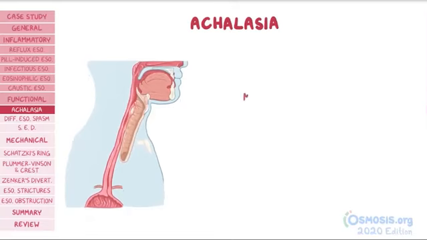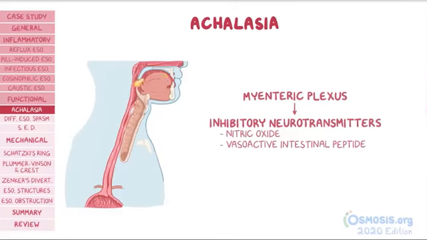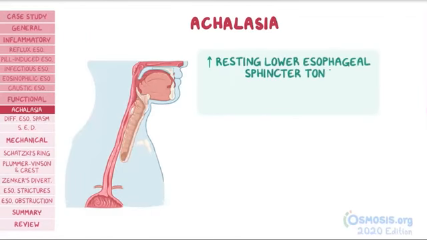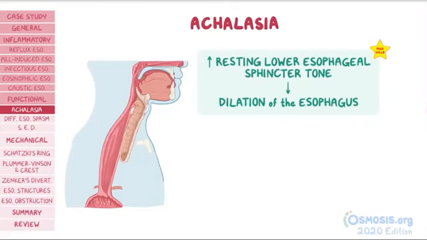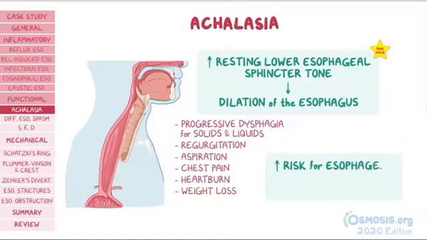So normally the neurons in the mesenteric plexus release inhibitory neurotransmitters, like nitric oxide and vasoactive intestinal peptide, which relax the lower esophageal sphincter. Eventually, the lack of inhibitory neurotransmitters leads to an increased resting lower esophageal sphincter tone, and this obstruction leads to dilatation of the esophagus. These individuals present with progressive dysphagia for both solids and liquids, regurgitation of undigested food, aspiration, chest pain, heartburn, and weight loss. In addition, they have an increased risk for esophageal squamous cell and adenocarcinoma.